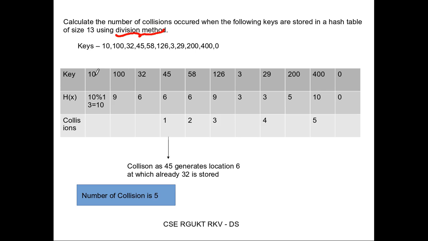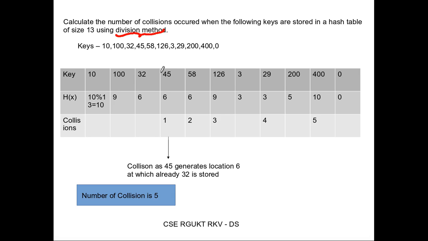So we apply 10 percentile 13, which is 10, so at index 10 this gets stored. 100 percentile 13 is 9, so at index 9, the value 100 will be stored. 32 percentile 13 is 6, so at index 6 the element 32 will be stored. Next, 45 percentile 13. Percentile means we calculate the remainder.